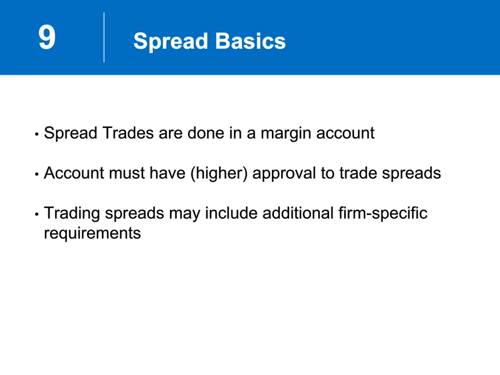Spreads are done in a margin account. Because of this, the account must have higher approval from the brokerage firm to be permitted to trade spreads. Also, the ability to trade spreads may include additional firm-specific requirements. You might, for example, not be able to trade spreads in an IRA account.